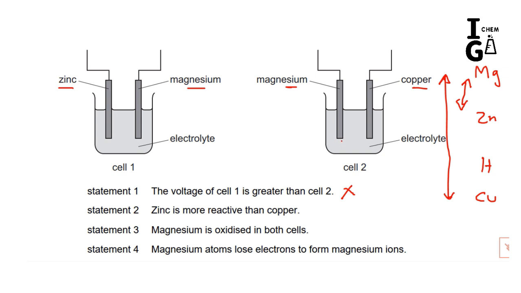Statement 2, zinc is more reactive than copper. Zinc is more reactive than copper. So this one is correct, because look at the position of zinc here and the position of Cu. Okay, so this is correct.